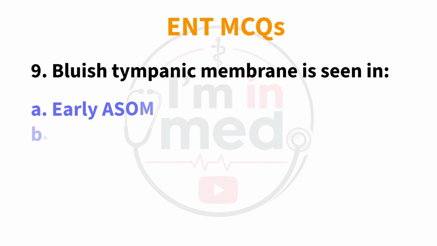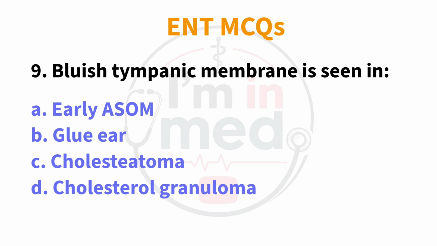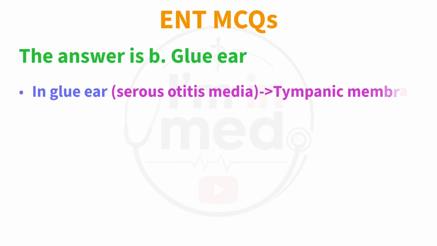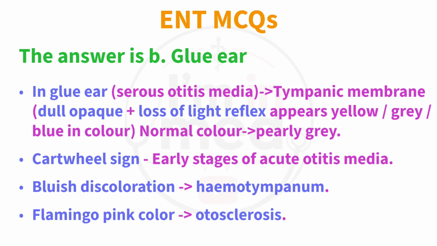Bluish tympanic membrane is seen in: A. Early ASOM, B. Glue ear, C. Cholesteatoma, D. Cholesterol granuloma. The answer is B. Glue ear. In glue ear, the tympanic membrane is dull, opaque with loss of light reflex and appears yellow or gray or blue in color. The normal color of the tympanic membrane is pearly gray. A congested membrane with prominent blood vessels, the cartwheel sign, is seen in early stages of acute otitis media. Bluish discoloration is seen in hemotympanum. Also, flamingo pink color is seen in otosclerosis.